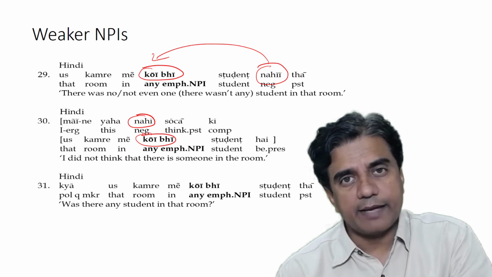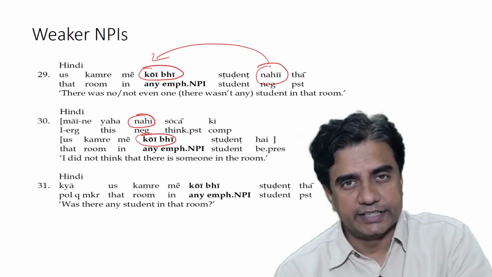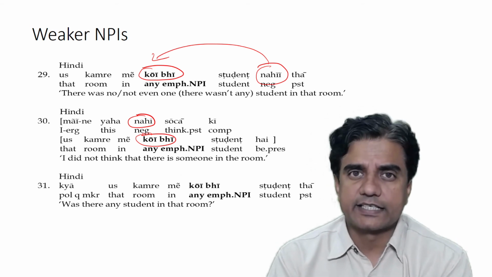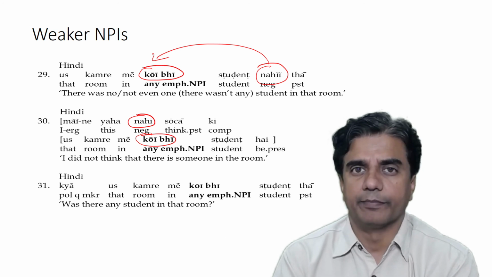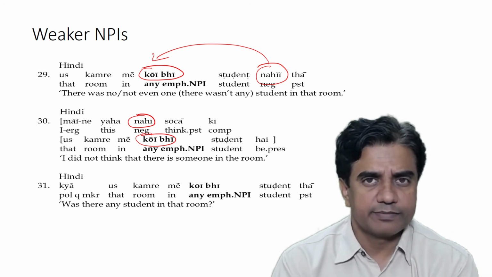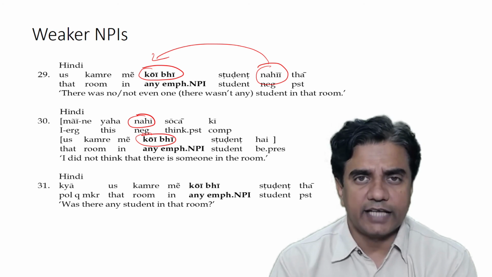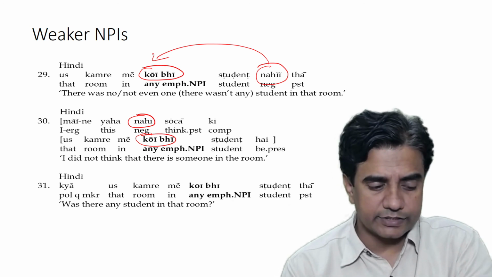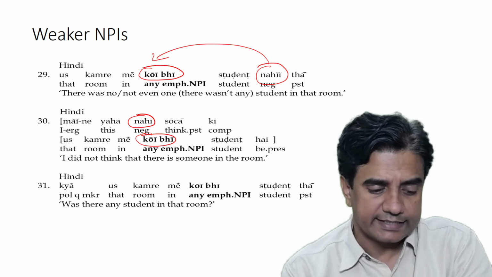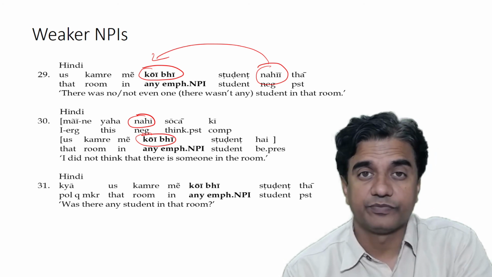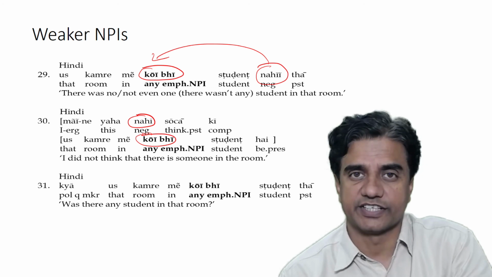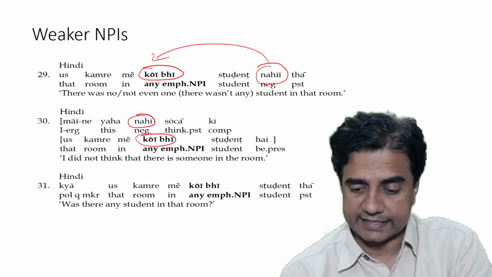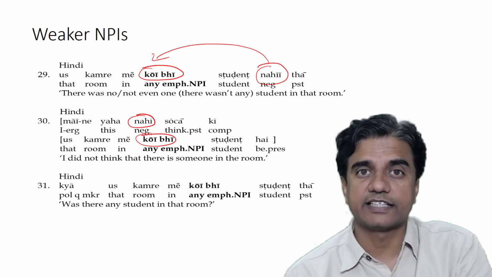Now, example 31 shows us that a weaker NPI is also licensed in the absence of a negative marker, but this must be a very specific type of context. That is what we see here. Let's look at sentence 31 first. क्या उस कमरे में कोई भी student था? What type of sentence is this? This is a question sentence. And there is no negative marker nahi in this sentence. However, we still find this sentence grammatical.